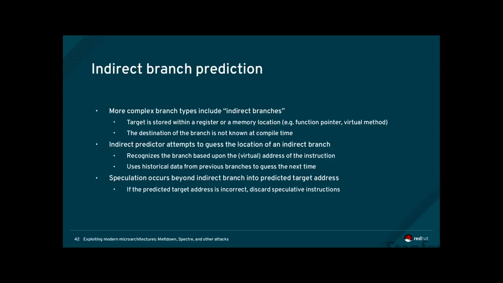We also do indirect branch prediction. Indirect prediction is when I follow a function pointer into a virtual method, something like this. I don't know where I'm going to go ahead of time. It's not just a conditional branch. It could be a branch to anywhere. There's also some fairly fancy hardware that can guess ahead of time where indirect branches are going to go.